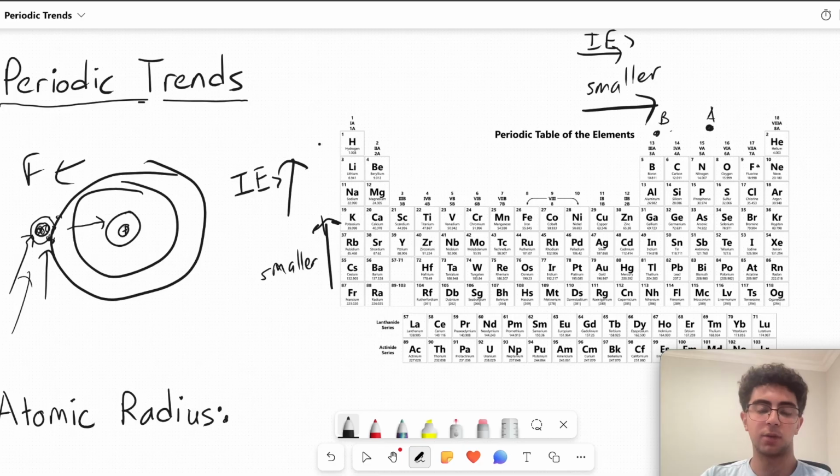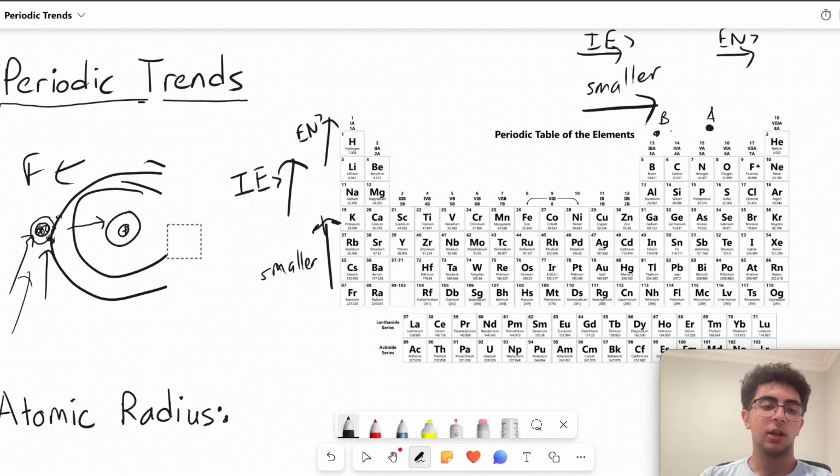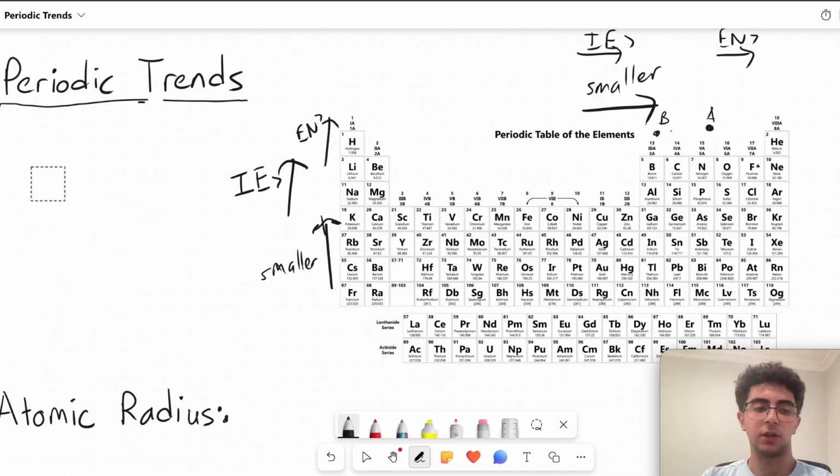So smaller is going up, that means higher electronegativity, call it En, is up. And then electronegativity, same thing here. So something smaller has higher electronegativity. Last thing we'll talk about is electron affinity.